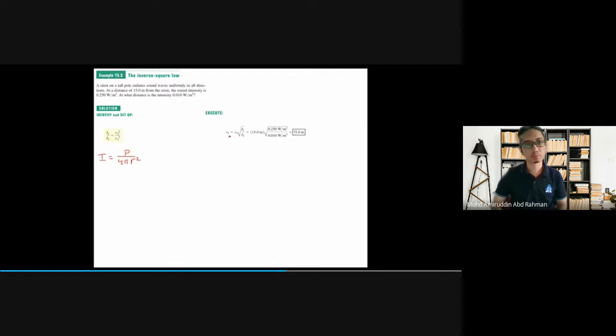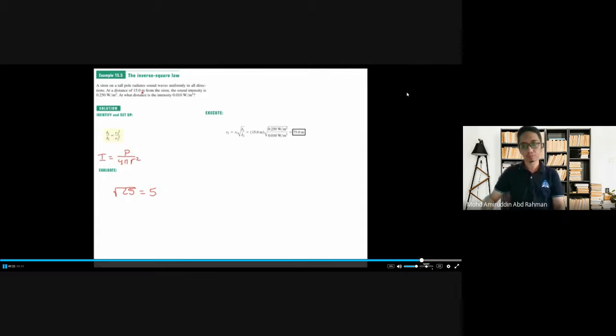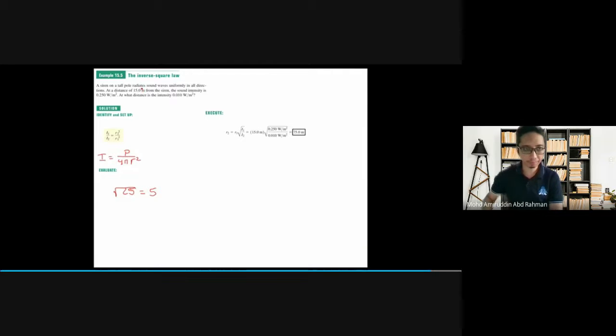We can solve for R2 in this equation, and we get 15 times the square root of the ratio of the two intensities, and that's going to be 75 meters. Finally, we note that the ratio of the two intensities, I1 to I2, is a factor of 25, and the square root of 25 is 5. This means that the two distances, R1 and R2, must differ by a factor of 5, and 5 times 15 is indeed 75. And this ends example 15.5.